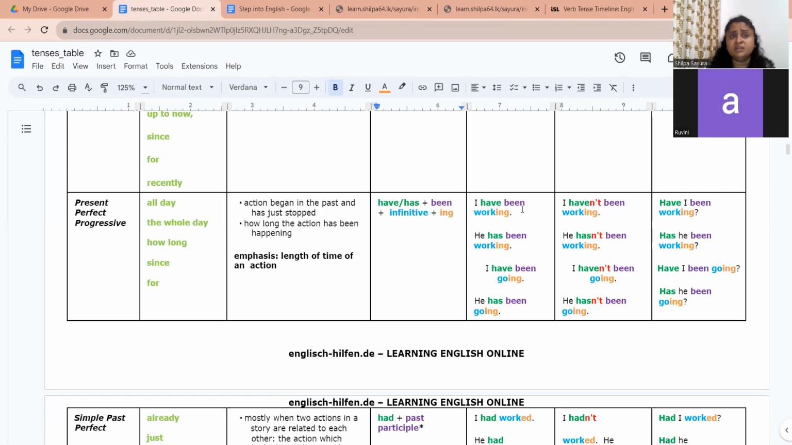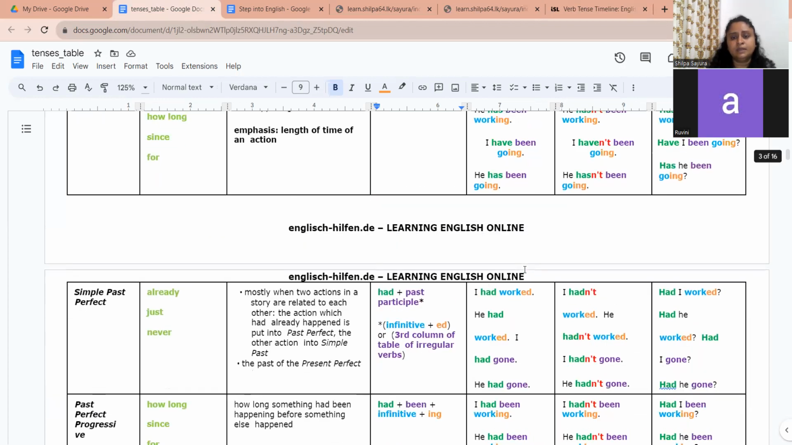I have been working. Before I started the class, I have been cooking. Okay? Just like I have been working, an action started in the past and continuously doing until right a short while before. Right? He has been working. I have been going to see my friend in the hospital before I met him. Right? Or something like that. Okay.